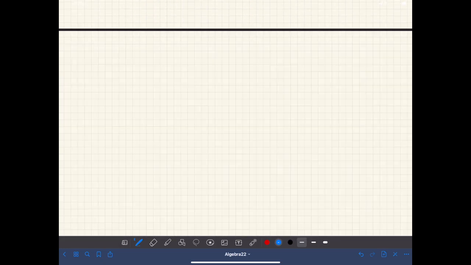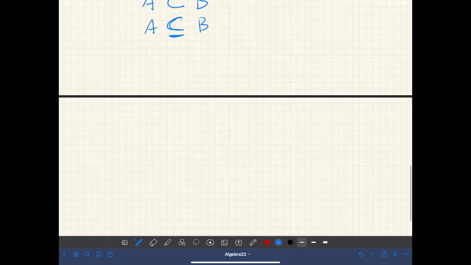And if A is a subset of B, but they are not equal, A is not equal to B, then we write like this. If A is not a subset of B, we write like this.